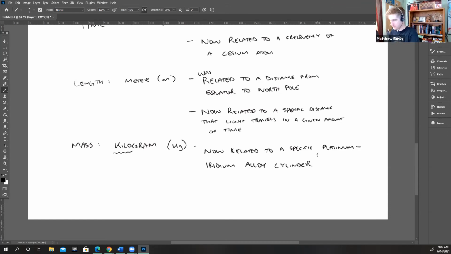Think of it like in a bank vault somewhere. Each country has one of these platinum iridium cylinders. It's in a sealed place, in a glass jar. There is this measurement of 1 kilogram, and that is something that will never fade. Many countries have one, and they always compare to make sure that they're all staying exactly the same amount of mass.